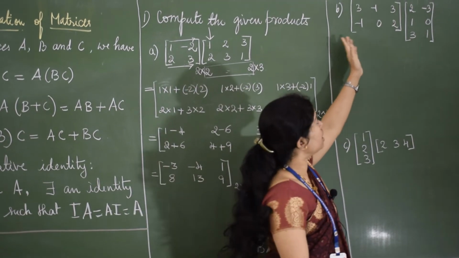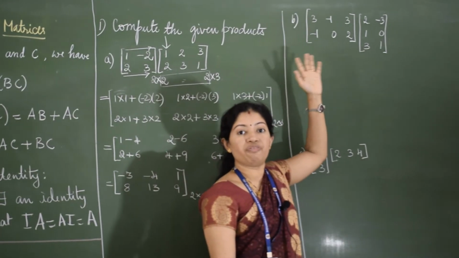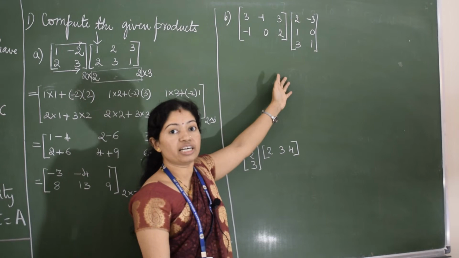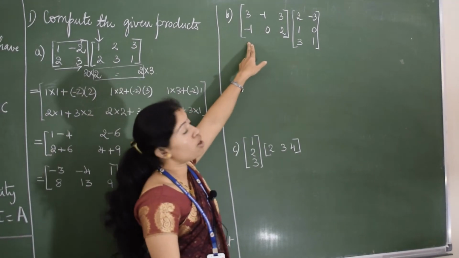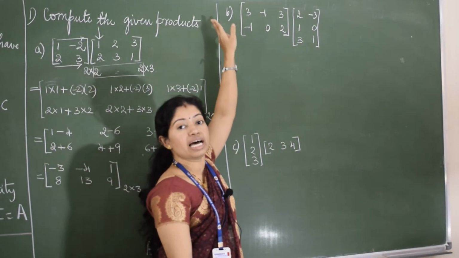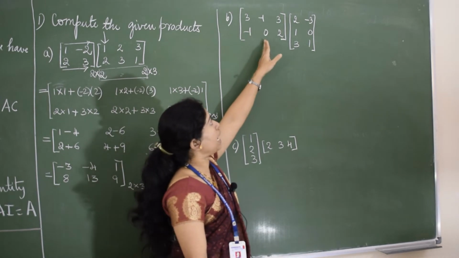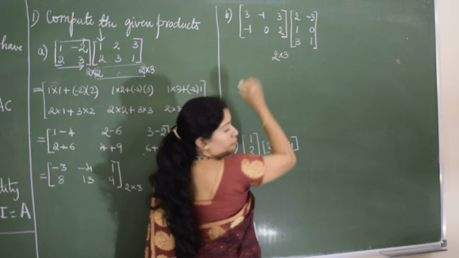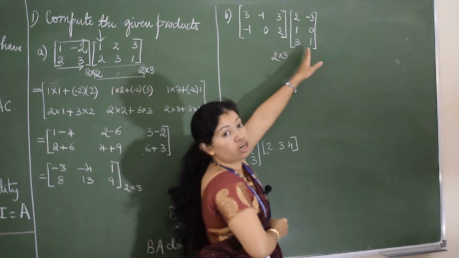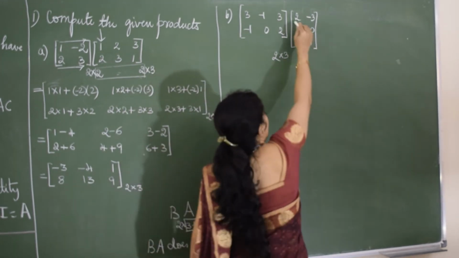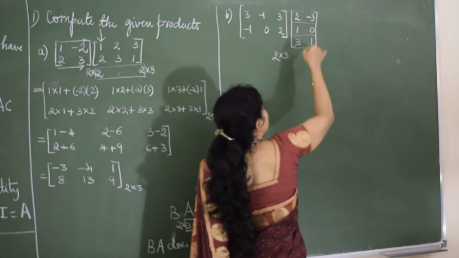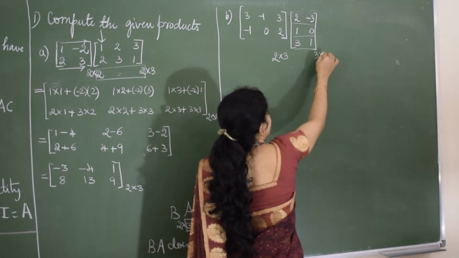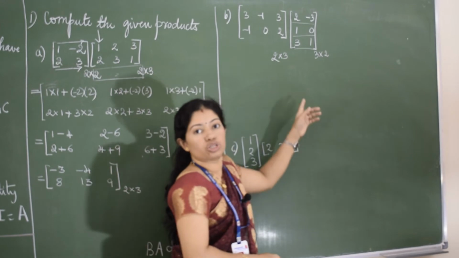Here you are having these two matrices. So before we multiply, let us check the condition. What is the order of this first matrix? It is having 2 rows and 3 columns. So order of this is 2 cross 3. Next, what is the order of the second matrix? It is having 3 rows and 2 columns. So order of second matrix is 3 cross 2.